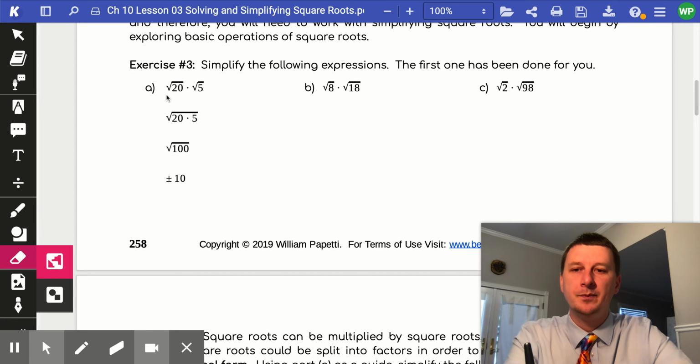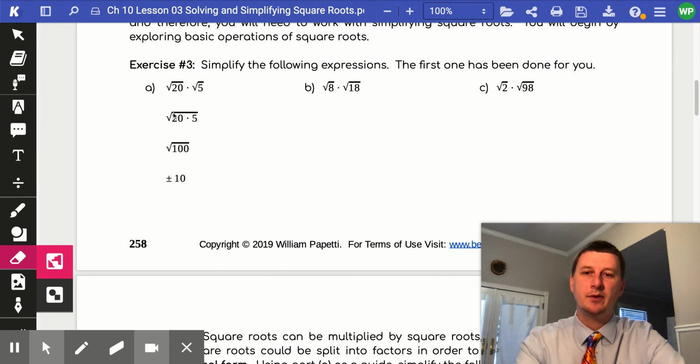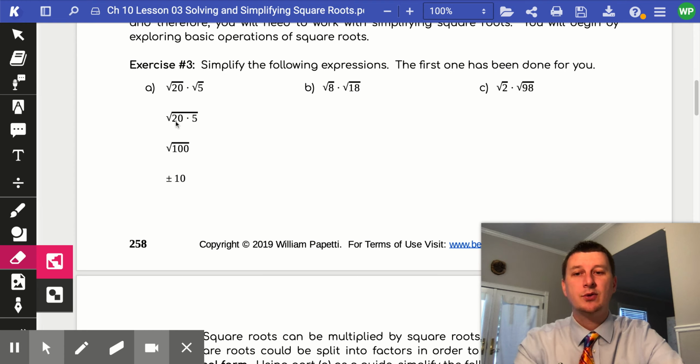We have part A shows the square root of 20 times the square root of 5. Now, when we multiply the two square roots together, it shows us that we could put the 20 and the 5 under the same square root. So the square root of 20 times the square root of 5 is the same thing as the square root of 20 times 5. So we could multiply square roots. And we know that 20 times 5 is 100, and the square root of 100 is positive or negative 10.